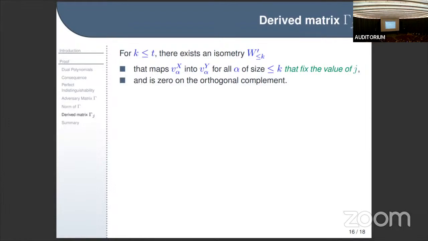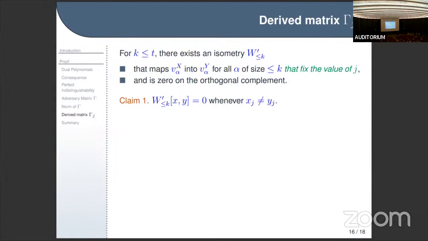The idea is that I define a slightly different isometry w prime, at most k. It's the same definition: it maps v alpha x into v alpha y, but for all assignments of size at most k that fix the value of j. So I'm only considering assignments where the value of the variable j is fixed, given to me in this assignment. As before, it's 0 on the orthogonal complement of these vectors. The first claim is that it satisfies this condition. This is a direct sum or block diagonal matrix.